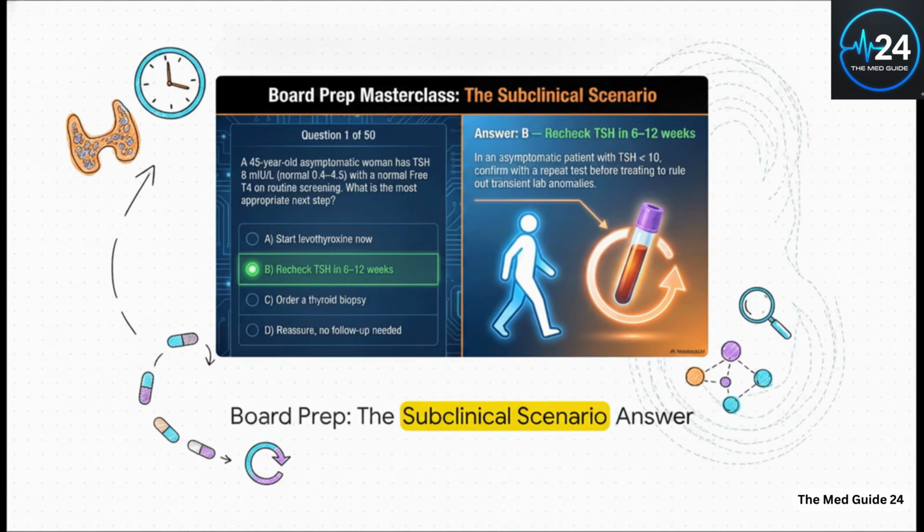Absolutely not. You need to hold off on medication and just recheck that TSH in 6 to 12 weeks. When you have an asymptomatic patient with a mildly elevated TSH, specifically under 10, and a normal free T4, you have to rule out transient lab anomalies before you commit someone to a lifetime of hormone replacement therapy.